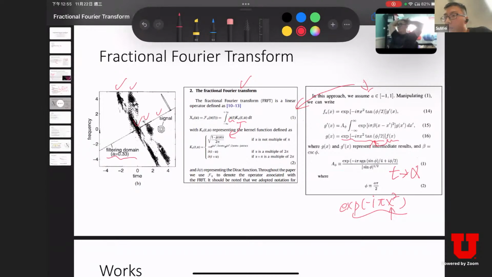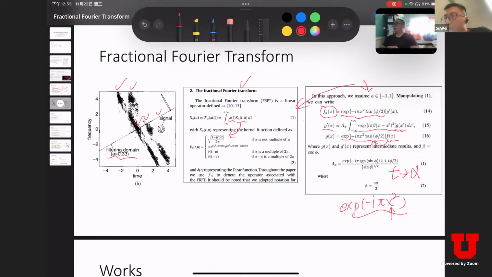After multiplying with the chirp function, we do a convolution with a chirp function again. And after we get G prime, we multiply it with the chirp function again. Then we get the data, but on the alpha domain.